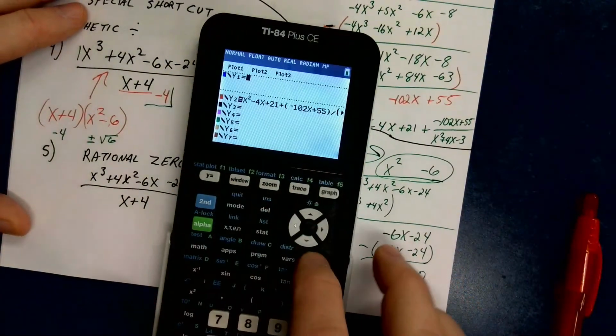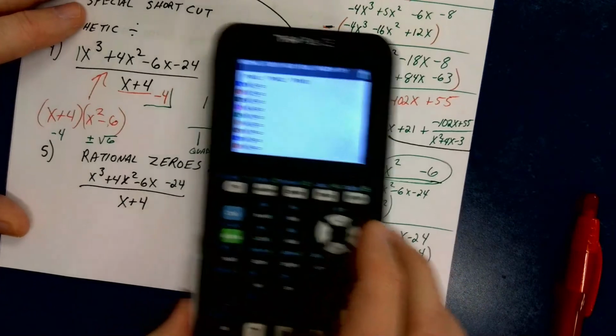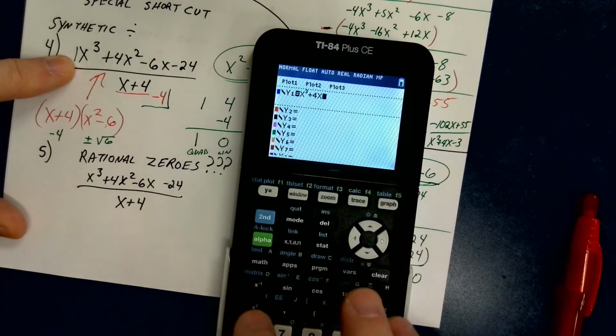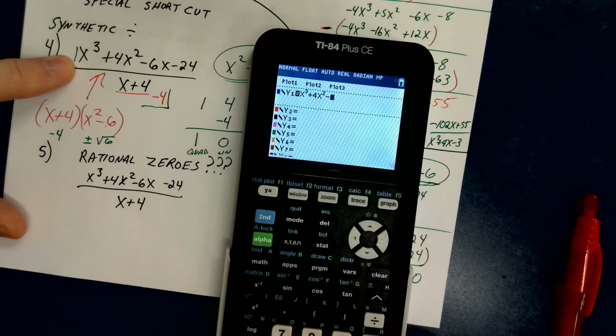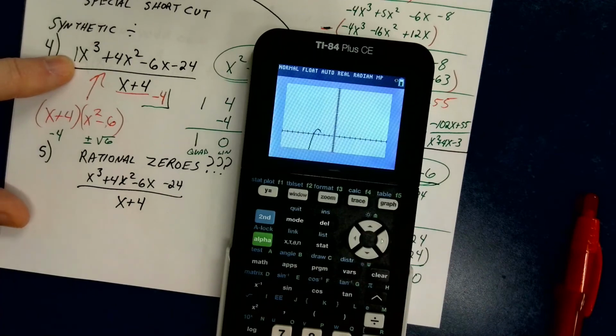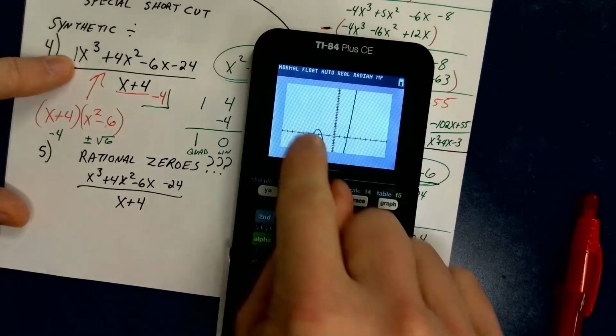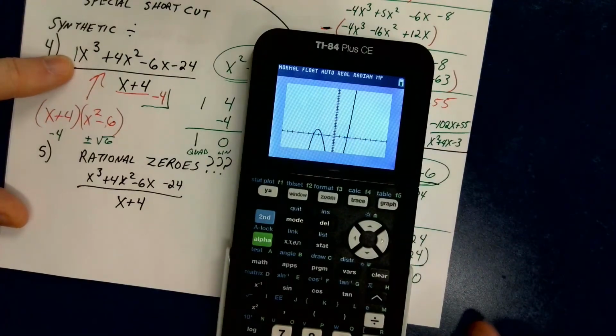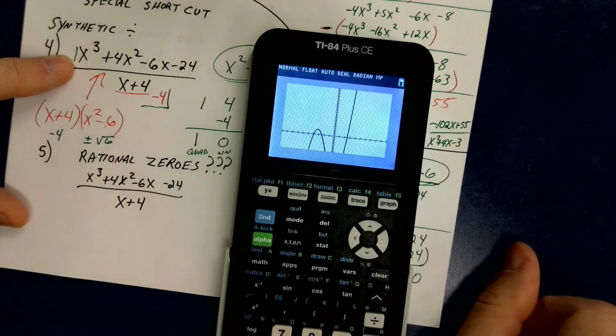Y equals, clear, big stuff here. I'm going to put it in: x raised to the third plus 4x squared minus 6x minus 24. Graph. Does it indeed cross in 3 different places? The answer is yes, it does.